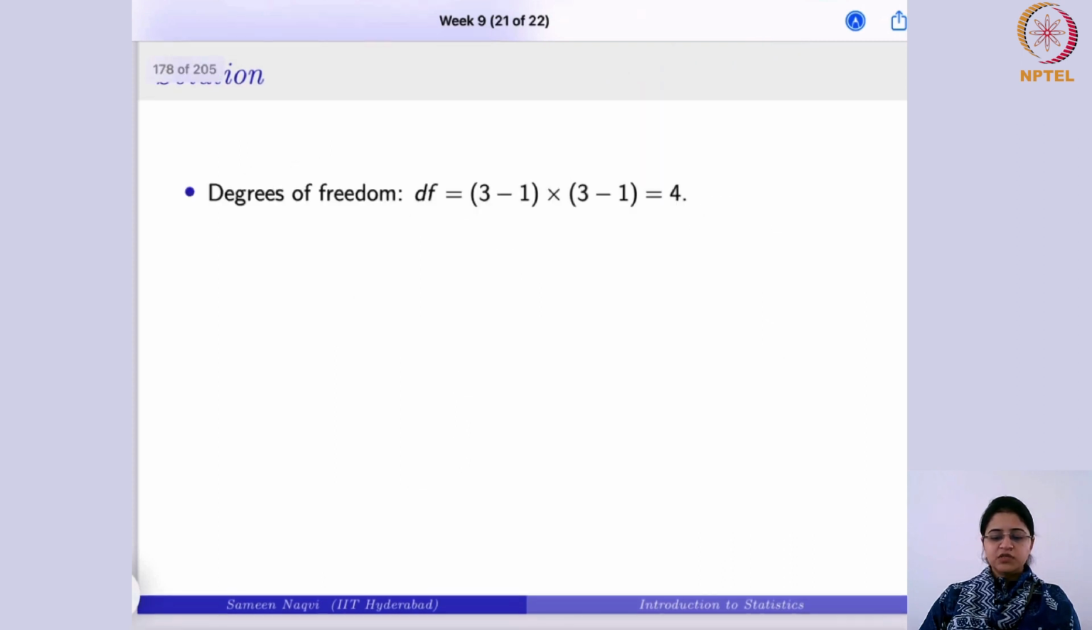Degrees of freedom would be, R is your 3, the number of rows, the number of columns is also 3. So the degrees of freedom would be (R minus 1) into (C minus 1).